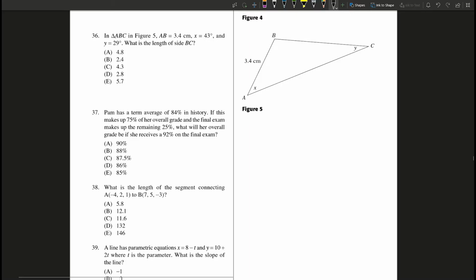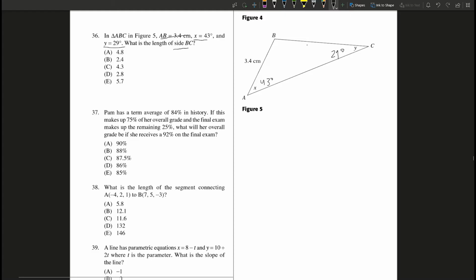So in triangle ABC in figure 5, AB is 3.4, x equals 43 degrees, and y equals 29 degrees. What is the length of side BC? So triangle ABC we have right here, AB is 3.4, x is 43 degrees, and y is 29 degrees. What is the length of side BC?